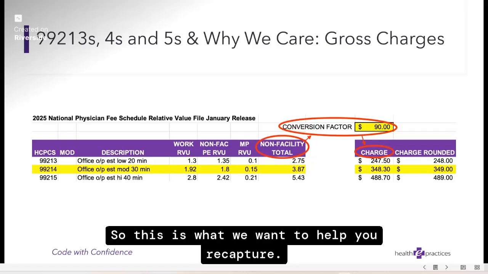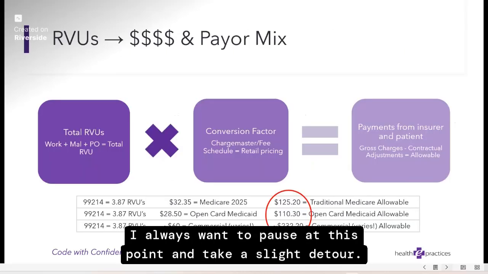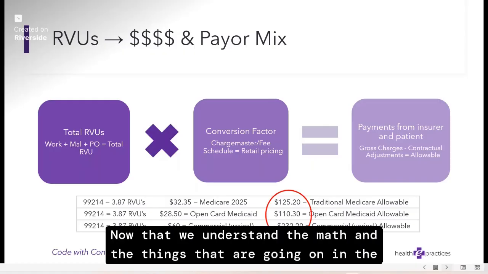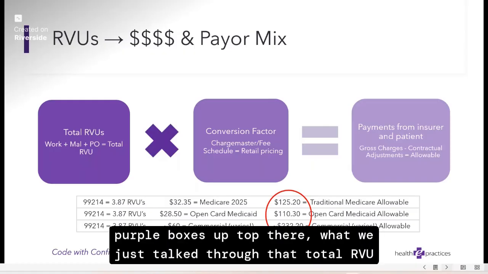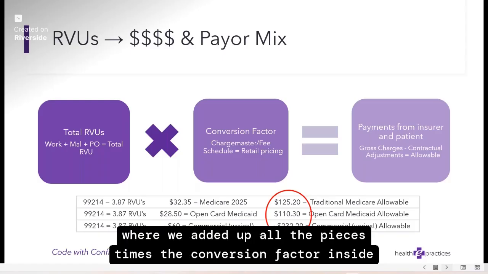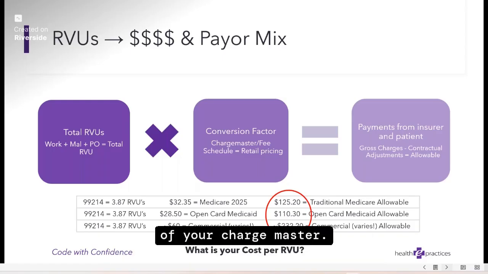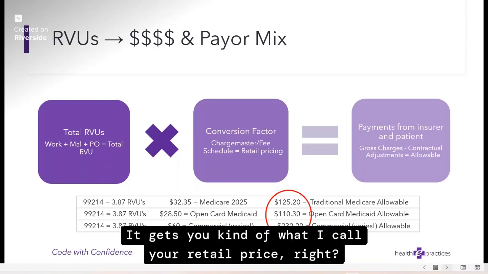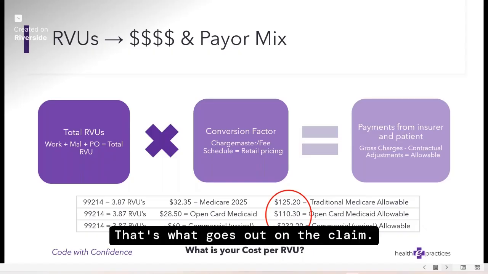So this is what we want to help you recapture. I always want to pause at this point and take a slight detour. Now that we understand the math and the things that are going on in the purple boxes up top there, what we just talked through, that total RVU, where we added up all the pieces, times the conversion factor inside of your charge master, it gets you kind of what I call your retail price, right? That's your gross charge. That's what goes out on the claim.